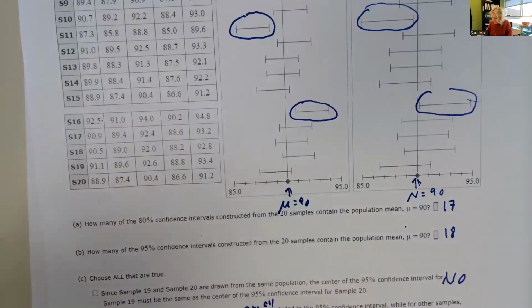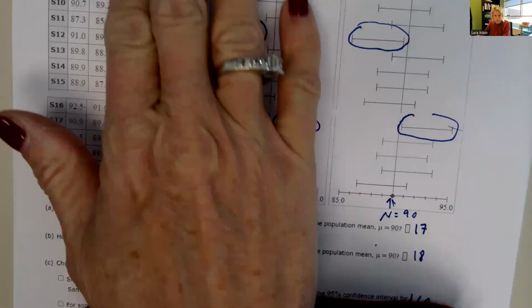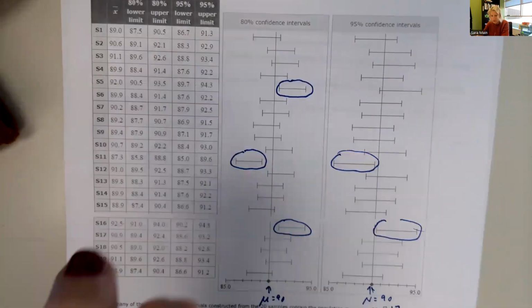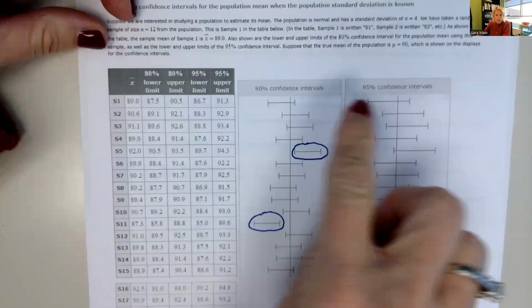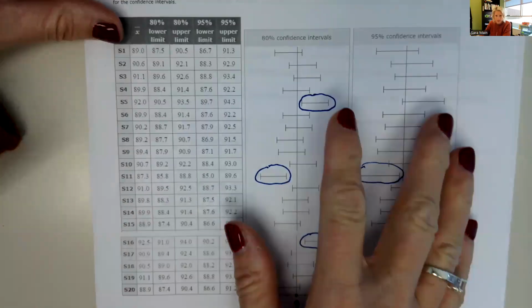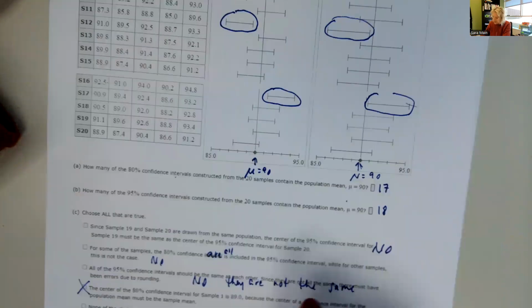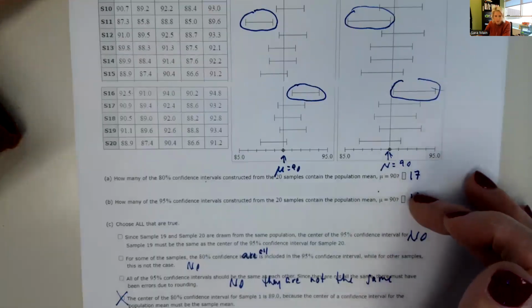So when you're looking at the ALEKS, this will be blank here. It's going to ask you to generate the sample. That will pop up. And so you're going to read through your scenario, and then you're going to hit generate the sample, and then it's going to show you your intervals that contain the true population mean. And then you're going to do some counting about those intervals.